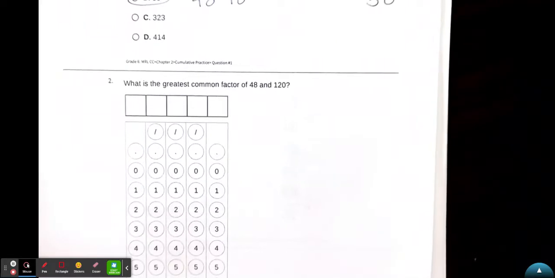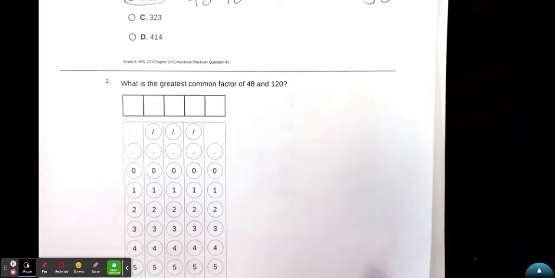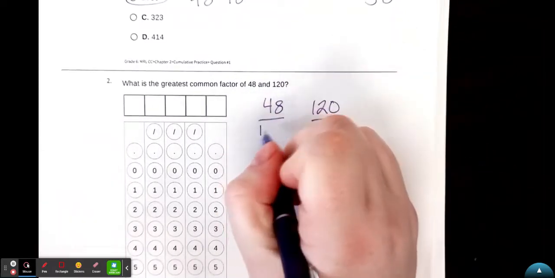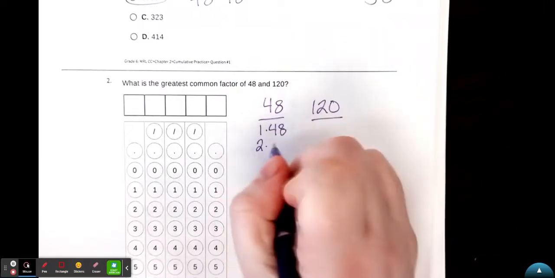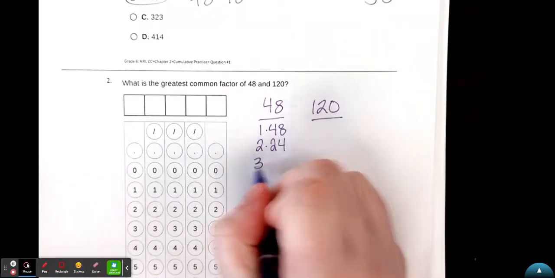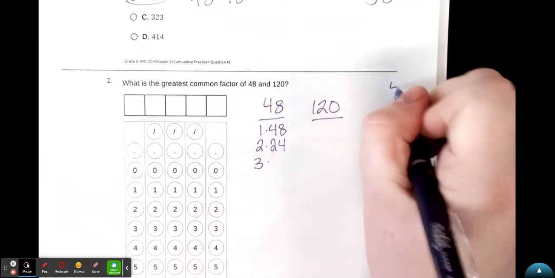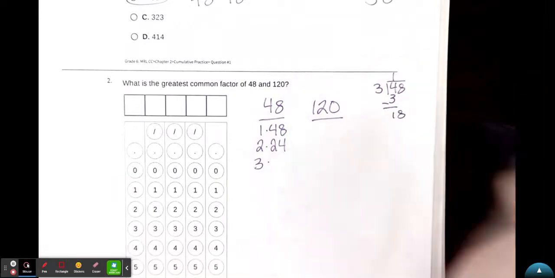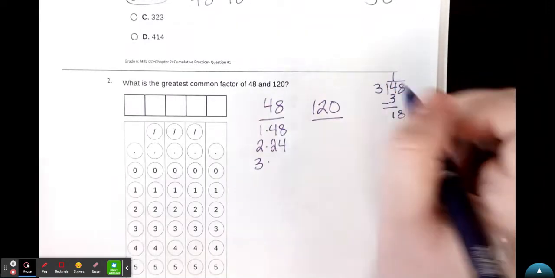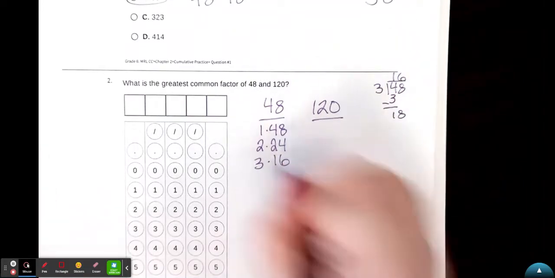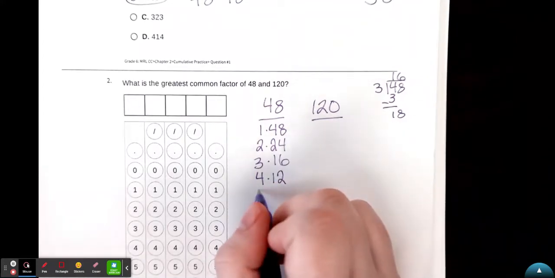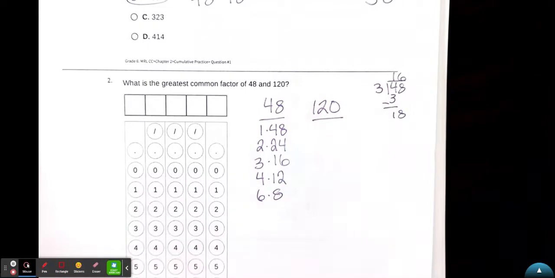Number 2 says find the greatest common factor of 48 and 120. So I'm going to list off factor pairs of 48 and then see if they work for 120. So first we have 1 and 48, then we have 2 and 24, and then we have 3 and, let's see, how many times does 3 go into 48? Goes in once, subtract 3, bring down my 8, goes into 18 6 times, so 3 times 16. Then we have 4 times 12, 5 doesn't work, and then we have 6 times 8, 9 doesn't work, and then 7 doesn't work, and then 8 is already listed.